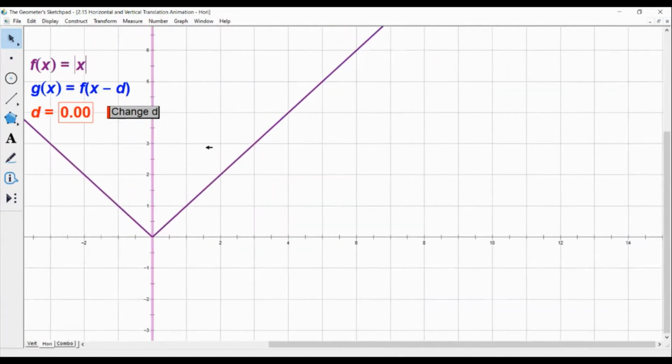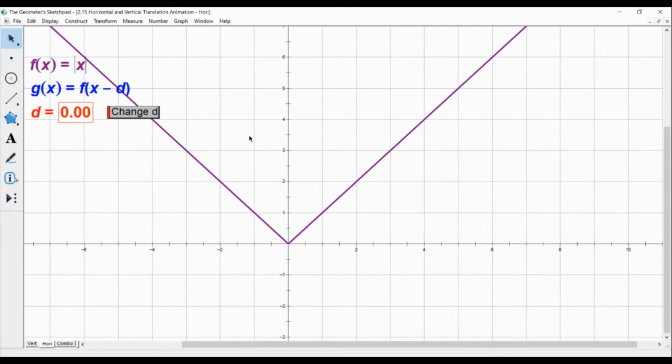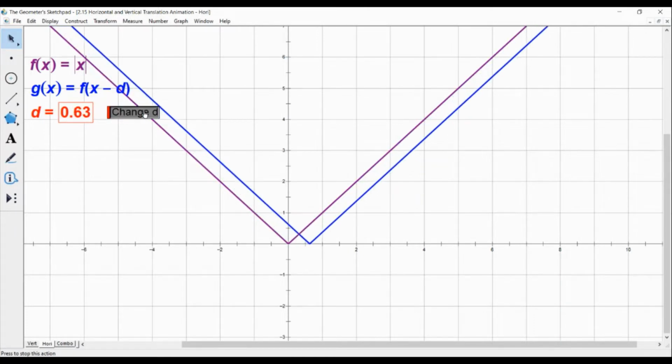All right. What about D here? Let's move this here. So what I have here is the absolute value of x, and same idea, but now g of x is equal to f of x minus d. So f of x being our parent function. And what is the effect of d? F of x minus d. So let's click on this button and see what happens.